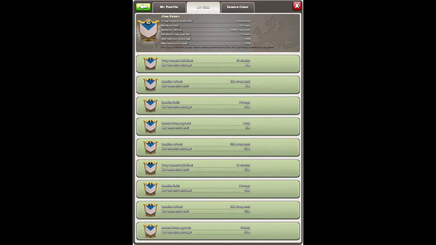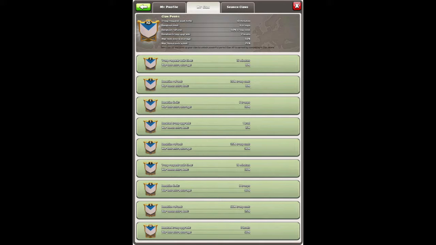Basically, at level 2, your troop request wait time is 15 minutes instead of 25 minutes. And you can hold 10% more loot in your war loot storage, which is pretty cool for all of you who get epic loot and have better loot than me.